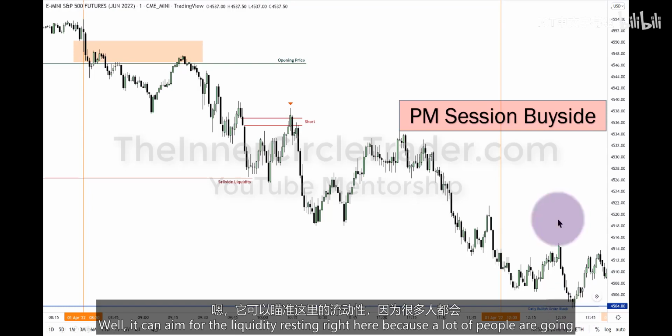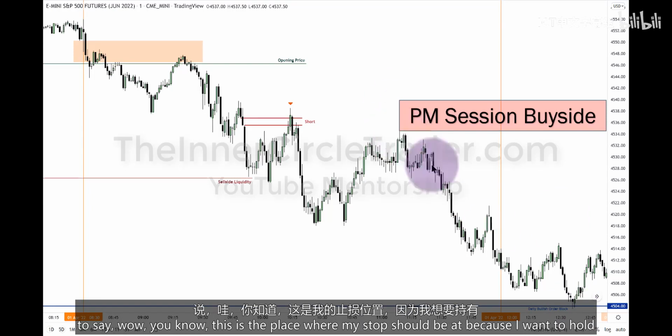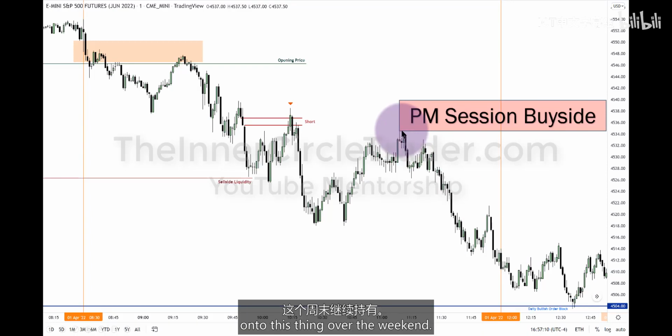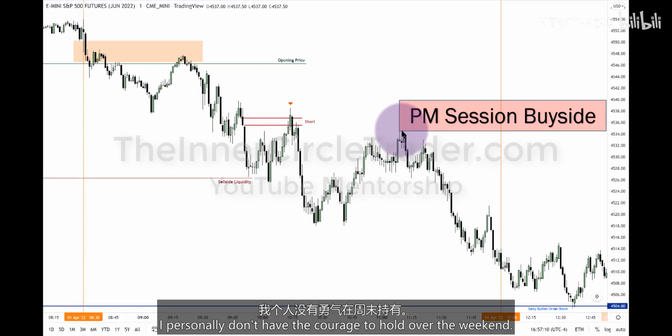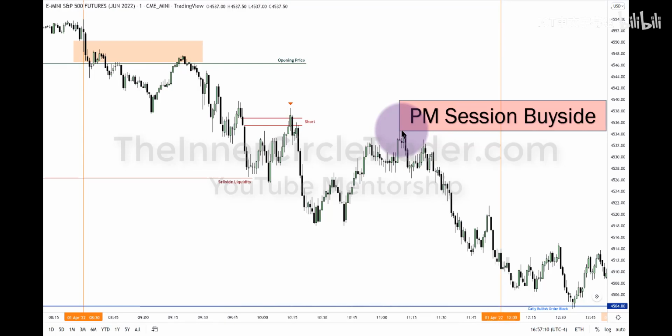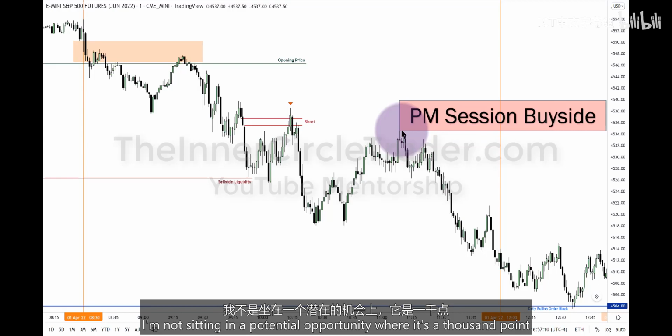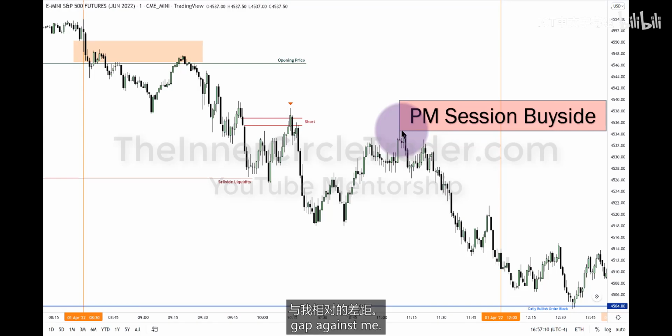What can it aim for? Well, it can aim for the liquidity resting right here. Because a lot of people are going to say, wow, this is the place where my stop should be because I want to hold on to this thing over the weekend. Now, I don't know who has the courage to do that anymore with all the things going on around the world. I personally don't have the courage to hold over the weekend. It's just too many things can go wrong. I'm not sitting in a potential opportunity where it's a 1,000-point gap against me when we start trading on Sunday. No, thank you. I'll pass on that.